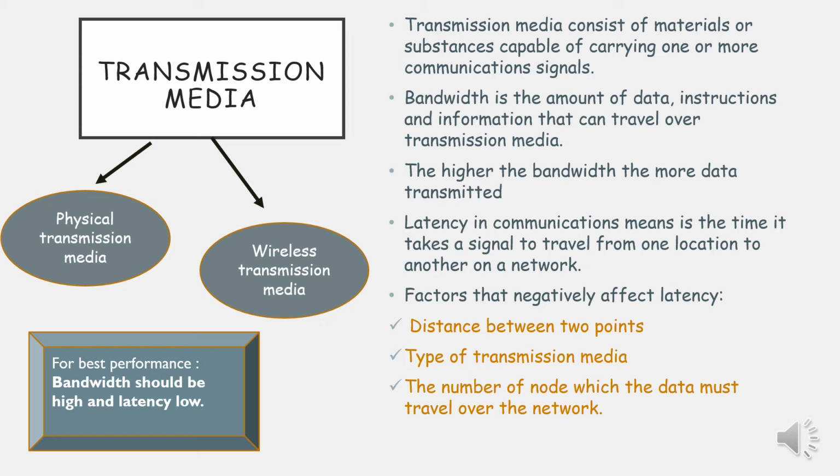Latency in communications is the time it takes a signal to travel from one location to another on a network. Several factors that can negatively affect latency include the distance between the 2 points, the types of transmission media, and the number of nodes through which the data must travel over the network. For the best performance, bandwidth should be high and latency low.